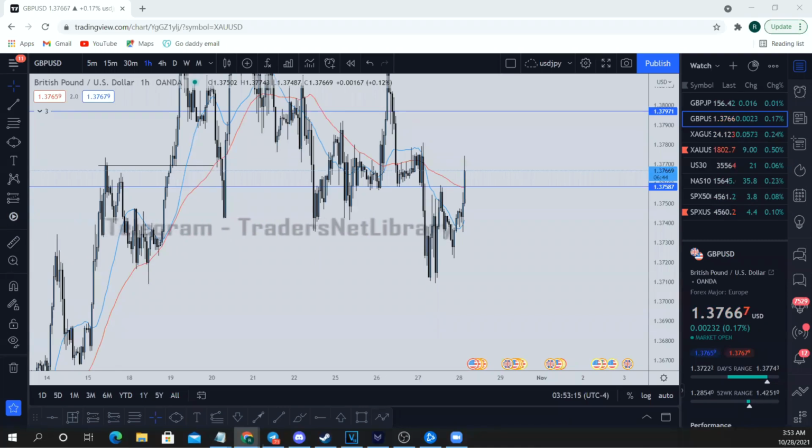And how do you calculate your risk and your lot size? I use my Babypips position size calculator. It's free, very useful.